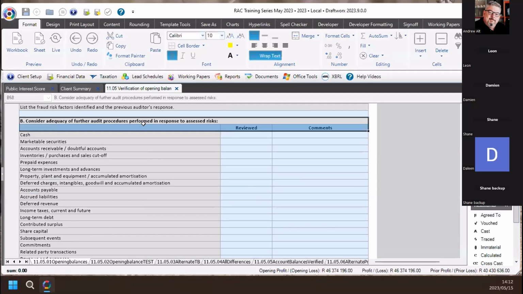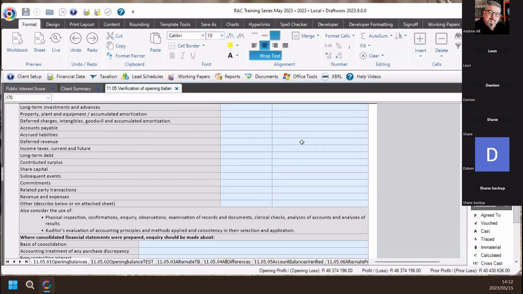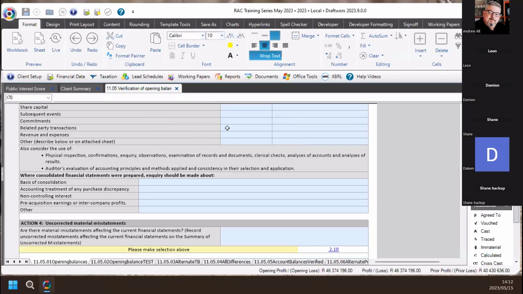Then consider adequacy of further audit procedures performed in response to assessed risks. So are there specific areas that you've gone and reviewed, and you can go and make any comments on that?